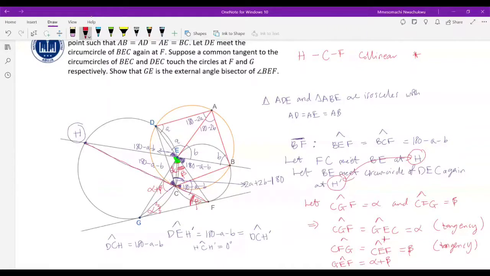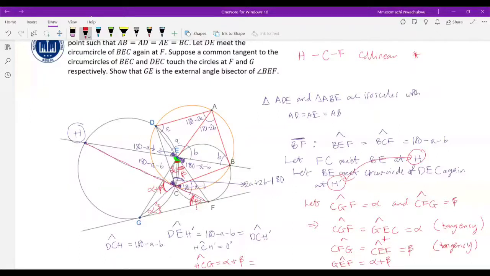So this green angle here is alpha plus beta. I want to show that this other green angle here is also alpha plus beta. This green angle I just shaded red, I'm just highlighting it with a little bit of red, is alpha plus beta. Now recall that we have that this angle here is alpha plus beta. So angle HCG is equal to alpha plus beta.